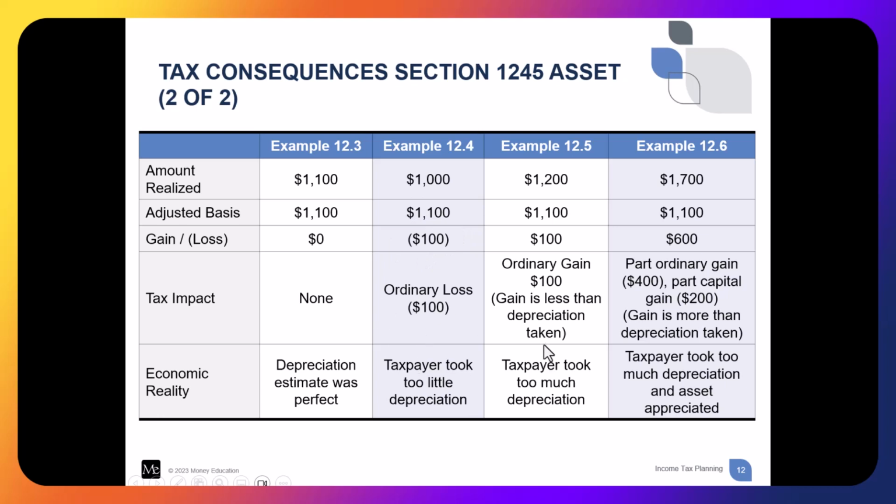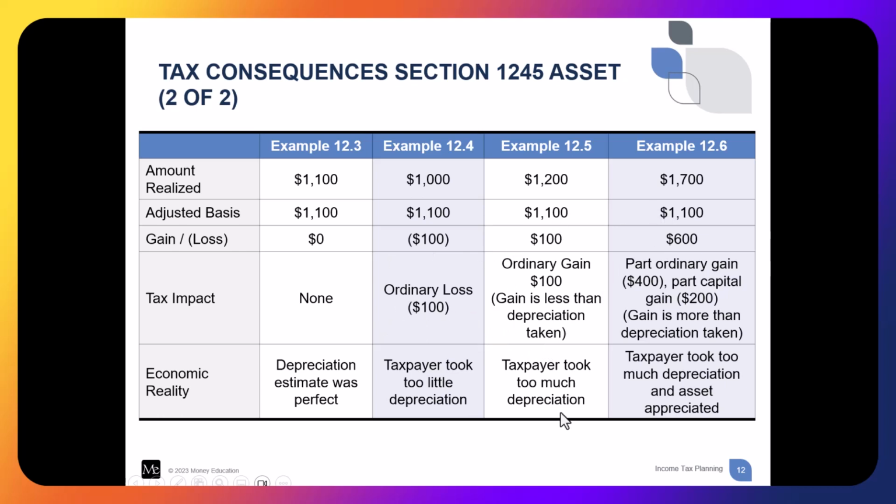The taxpayer didn't take enough depreciation because it wasn't equal, which it usually never is, right? In example 12, the amount realized is $1,200, so there's a $100 gain. It's ordinary because it was less than depreciation.